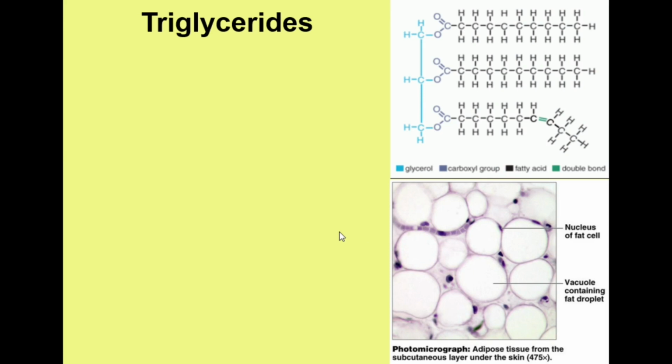Okay, so I want to start by looking at the triglycerides with you. I said I wanted to look at two types of lipids in a bit more detail: triglycerides and phospholipids. So let's start by having a look at the triglycerides, what they are and how they're put together.